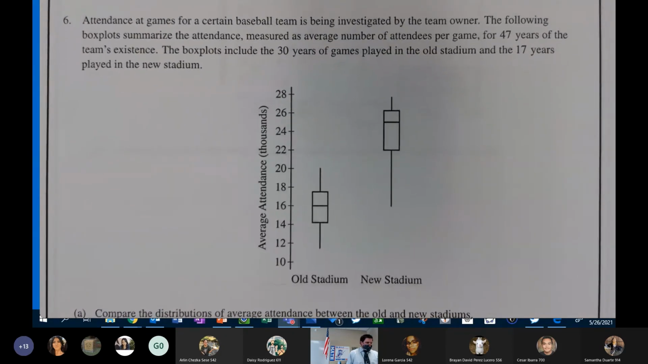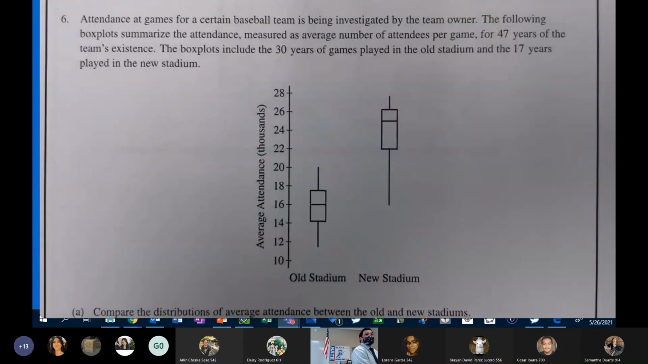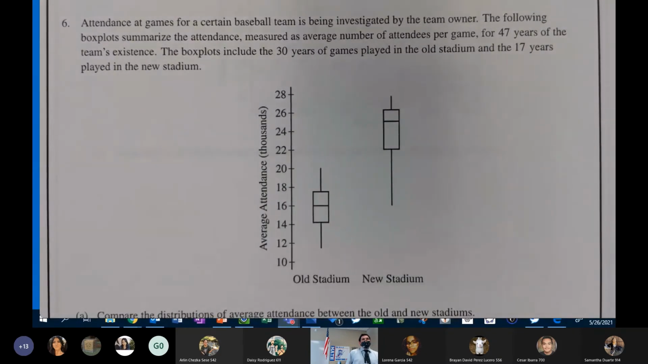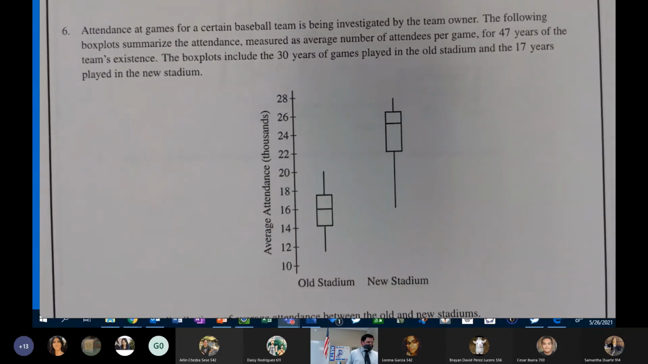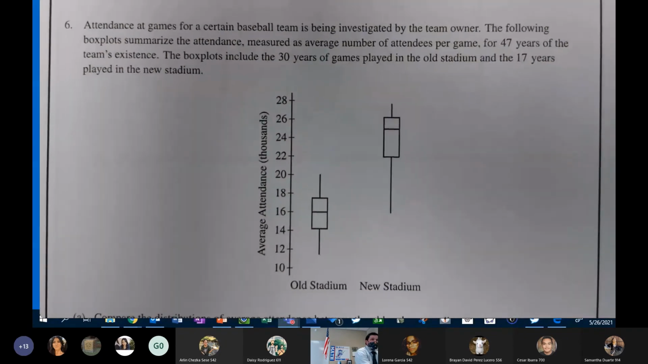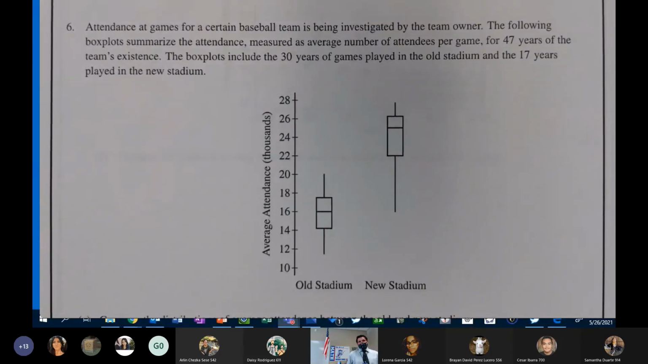Right, now, this example doesn't start with a scatter plot, but that's okay. All right, it starts with our box plots. We'll get to the scatter plots in a moment.